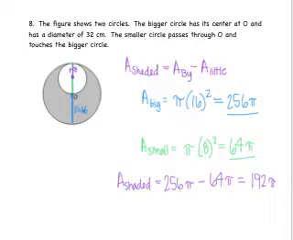So I always want to leave it in terms of pi first. And then 192 pi is equal to 603.19 centimeters squared.